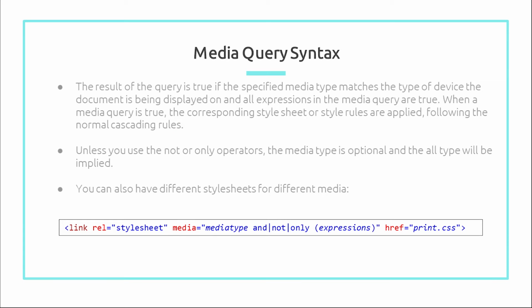The result of the query is true if the specified media type matches the type of device the document is being displayed on, and all expressions in the media query are true. When a media query is true, the corresponding style sheet or style rules are applied, following the normal cascading rules. Unless you use the not or only operators, the media type is optional, and the all type will be implied. You can also have different style sheets for different media.